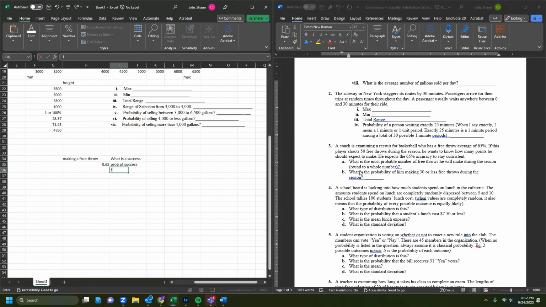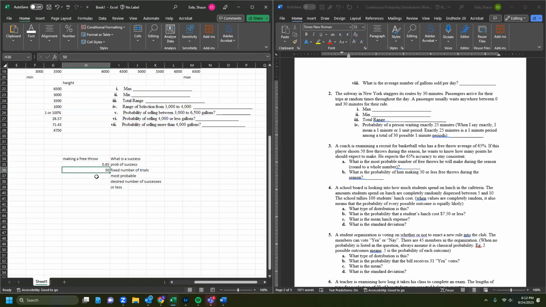And then fixed number of trials. That's going to be 50. And then the next one is, let's see, coach is examining the recruit. How many points should he expect to make? What is the most probable number? Okay, most probable. Okay, and then the probability of 30 or less. So this right here is going to be desired number of successes. And then we'll say or less.